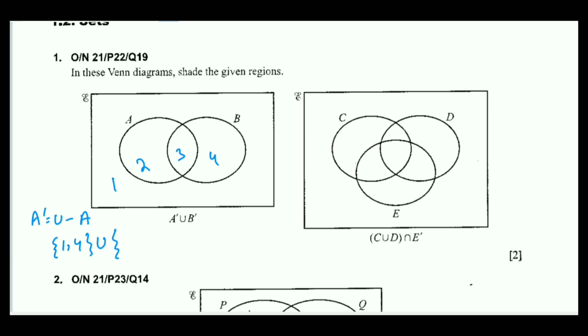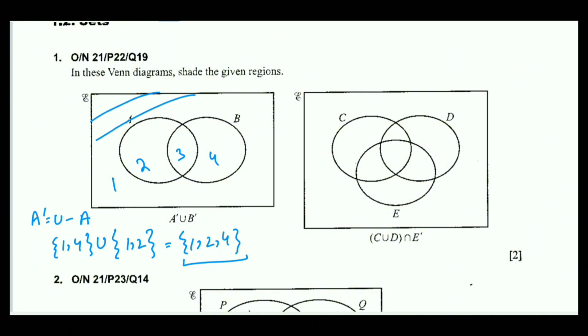Union B complement. B complement means not B. Not B means 1 and 2 will be included. So union means 1, 2 and 4. This is our final answer. We have to shade the regions containing these elements 1, 2 and 4.